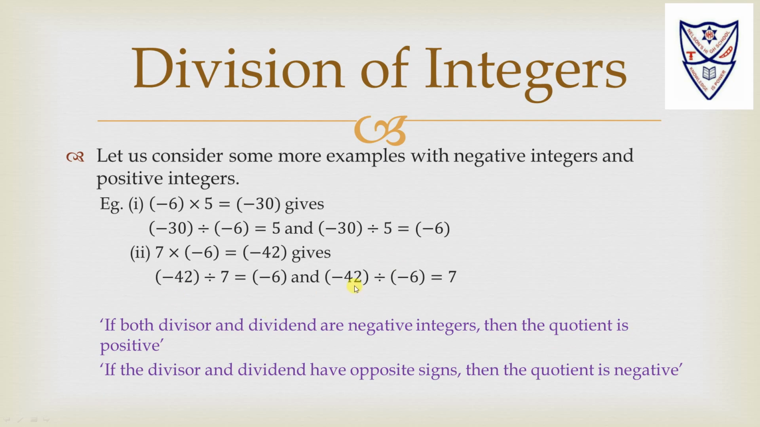Here you can see in this example and in this example, dividend and divisor are negative, so at the end you will get the quotient positive. Here also the same, negative negative positive. Second, if the divisor and dividend have opposite signs, meaning one is positive and one is negative, then the quotient is negative. For example, here dividend is negative, divisor is positive, at the end you will get the quotient negative.